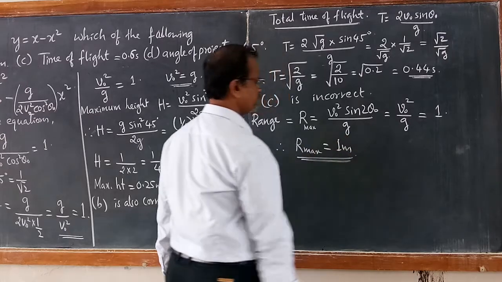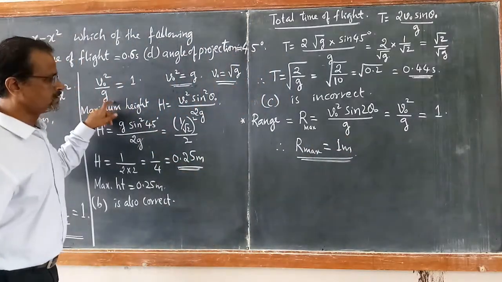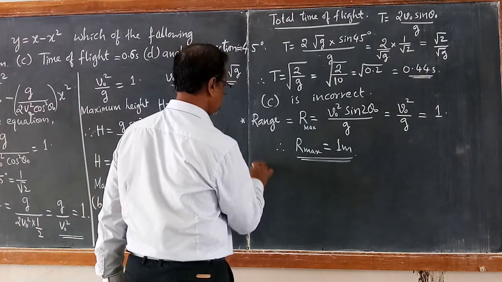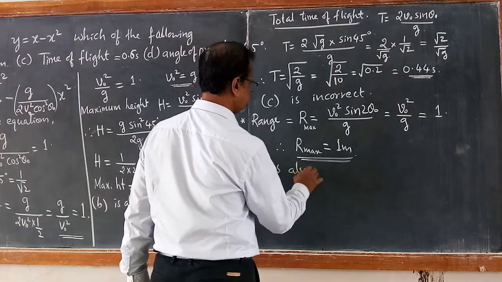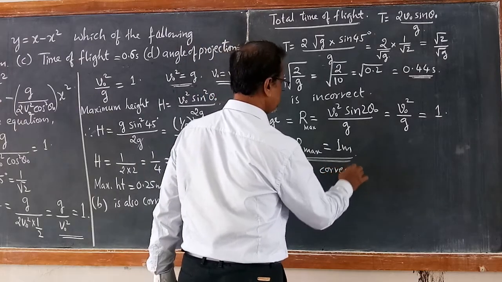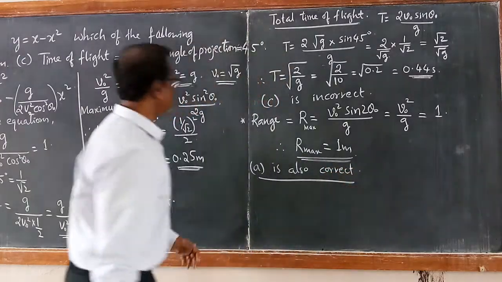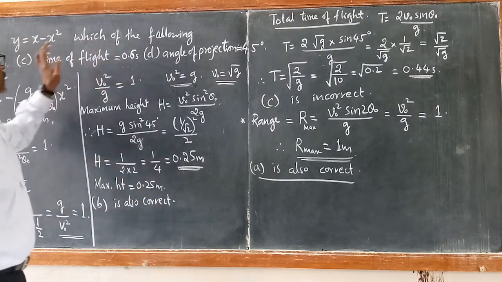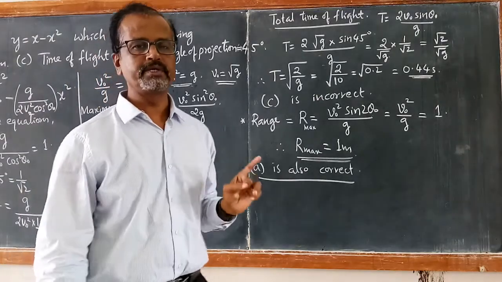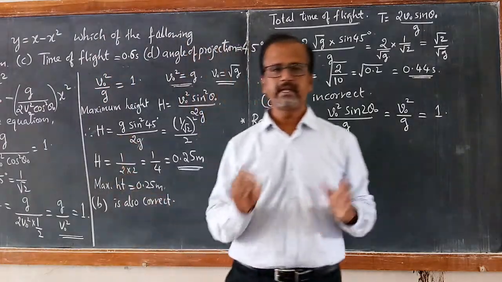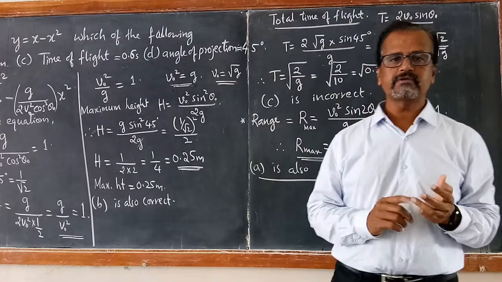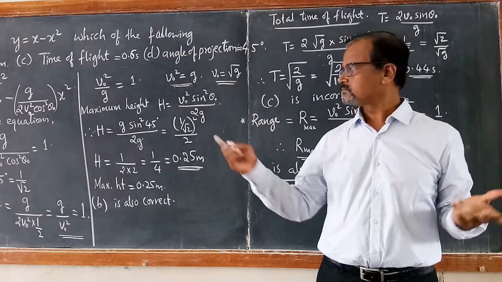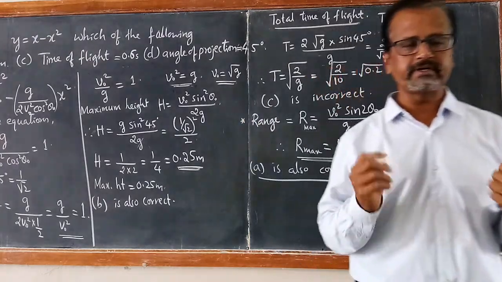This already we got from this result. Therefore, option A is also correct. So this is how we find out A correct option, B correct option, D correct option, and C is incorrect. This is how we need to solve by the knowledge of the equations of projectile, equation of range, equation of maximum height, and the equation of parabola. We can find out these things.